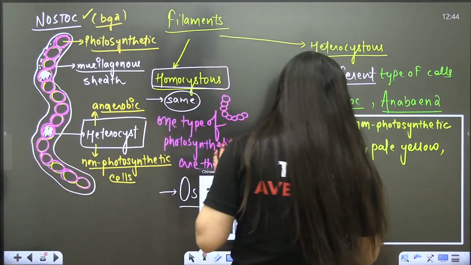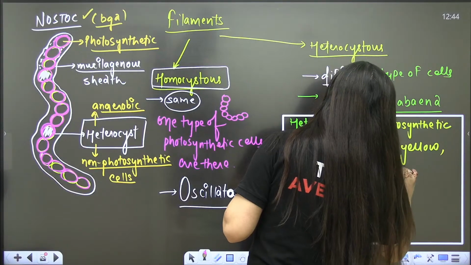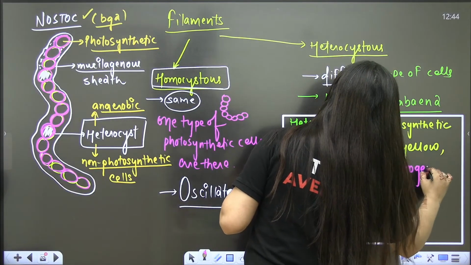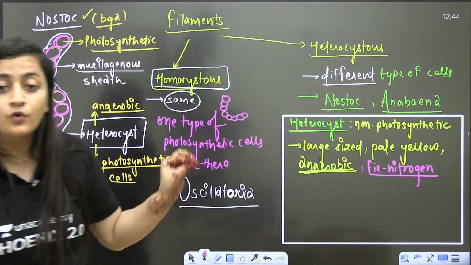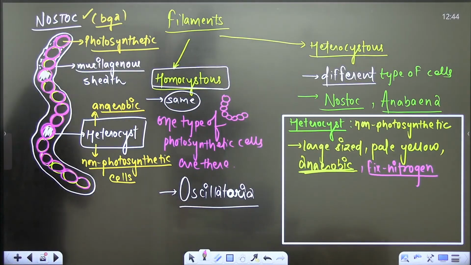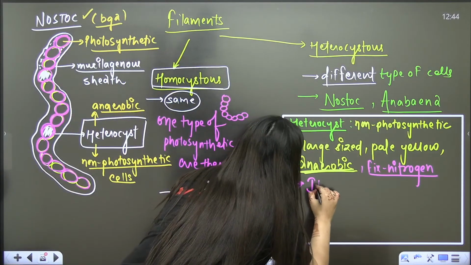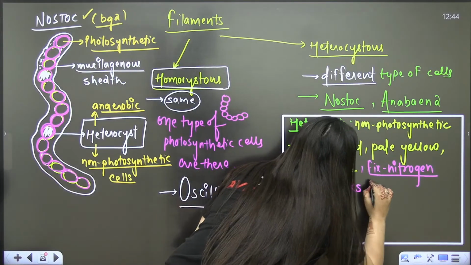Because it is anaerobic, one thing is clear, it is not photosynthetic, but it can fix nitrogen. It's a nitrogen fixer cell. It can fix nitrogen. It is involved in nitrogen fixation. Done. So this heterocyst lacks photosystem 2.